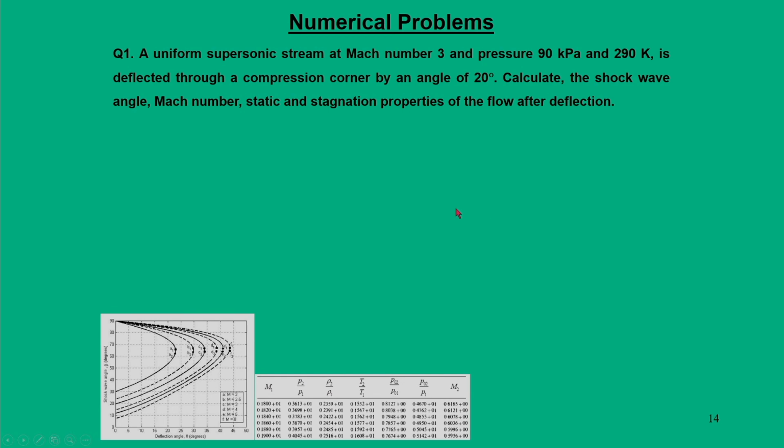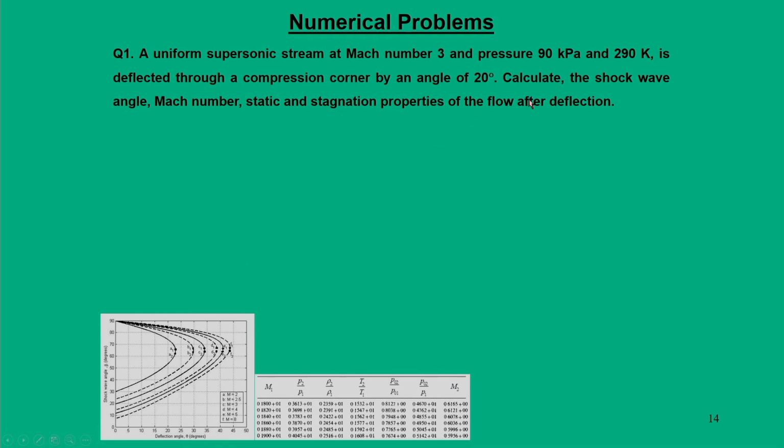Now, with this background we will try to solve some numerical problems. Our main intention with these numerical problems is to show how you are going to use these graphs. In my last lecture I solved this particular problem in a different context, using a trial and error approach by solving the theta-beta-M relations, demonstrating how to proceed without the use of the graph. But here we are using the same problem with these graphs and the normal shock table.